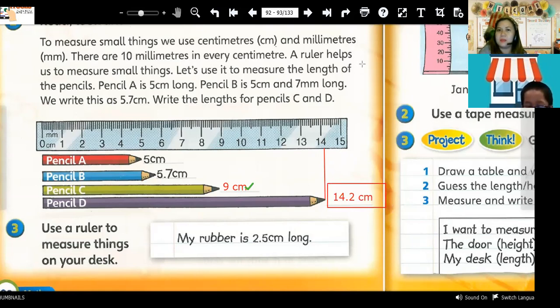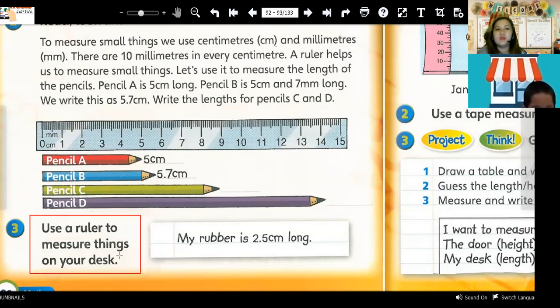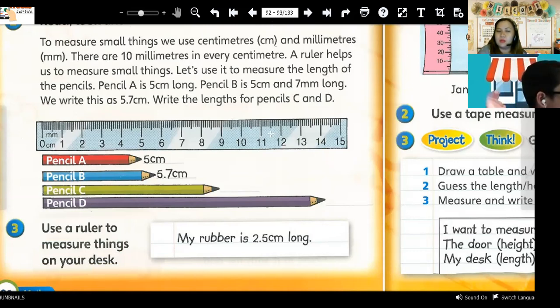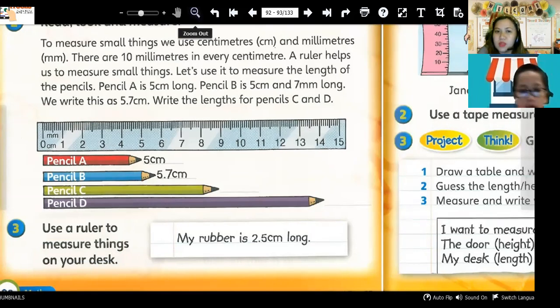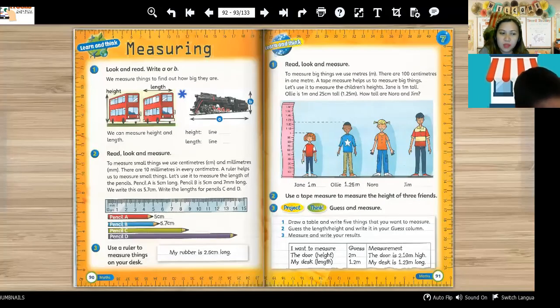Now, this time, I want you to use a ruler to measure things on your desk. The things that are on your desk right now, I want you to measure using your ruler. And then you write, you tell me the measurement. You can write so that you can remember, and then you read that one to me after you measure the things that are on your desk.